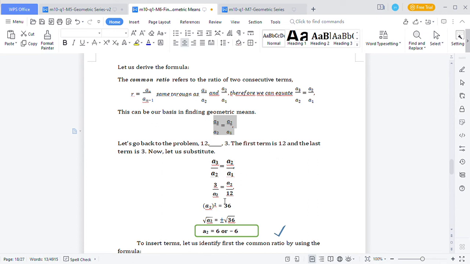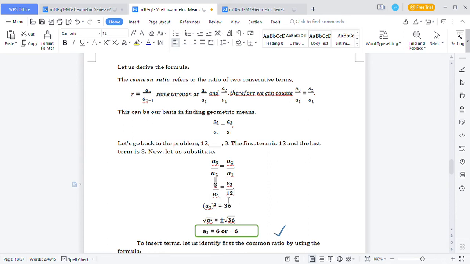Our first term, we put here 12. We will substitute 12 for a sub 1 here. And then, our last term, which is a sub 3, is equal to 3. So we substitute 3 for a sub 3. And then, since we have that equal there, we will have to cross multiply.